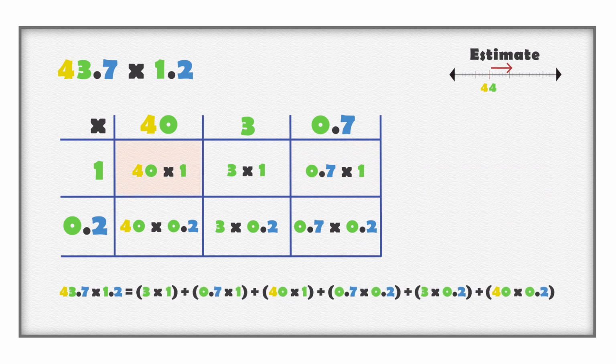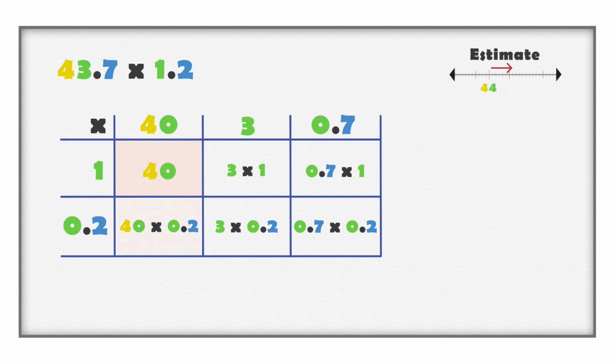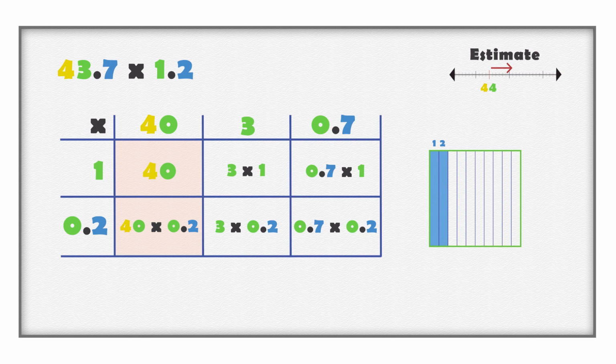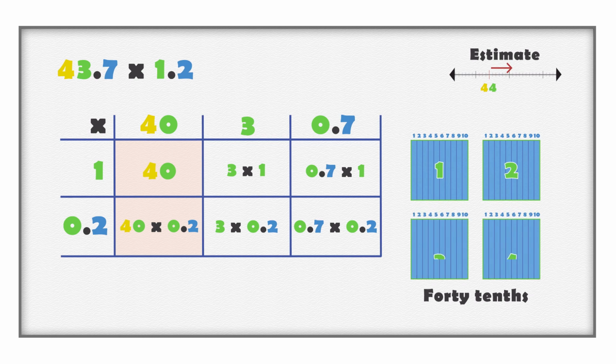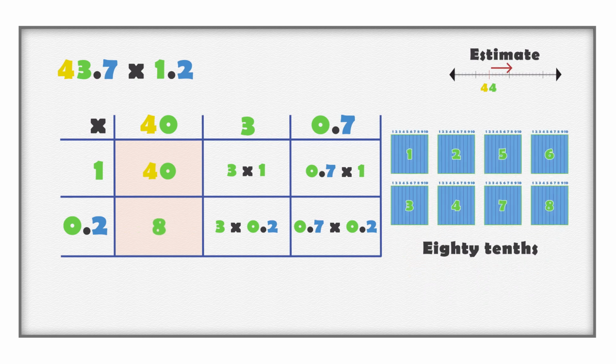40 multiplied by 1 is 40. Multiply 40 with 2 tenths. When we multiply tenths with a whole, we get tenths. 40 multiplied with 2 tenths means 40 groups of 2 tenths, or 80 tenths. 5 groups of 2 tenths is 10 tenths, which is a whole. 20 tenths is 2 wholes. 40 tenths is 4 wholes. And 80 tenths is 8 wholes, or 8.